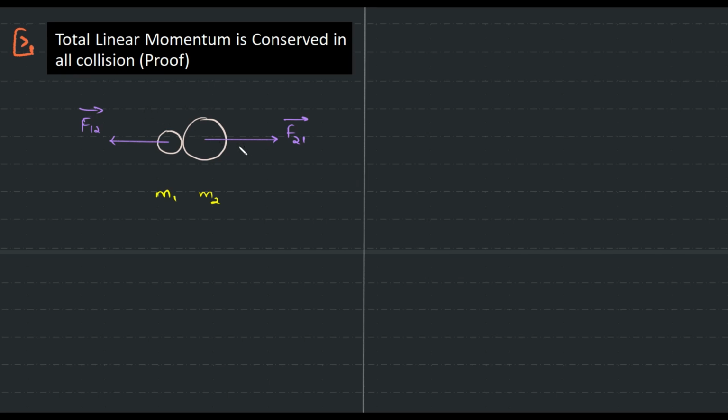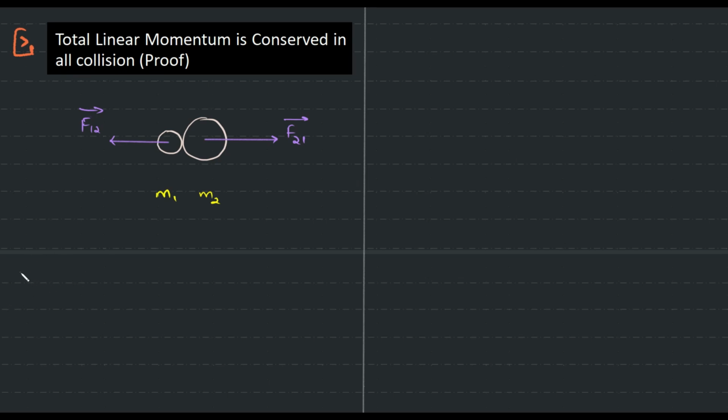So let me explain it this way. Say we have two objects with mass m1 and m2. They collide. At the time of collision, the forces F21 and F12 are observed. These two forces are equal in magnitude but opposite in direction. This is as per your Newton's third law, right?